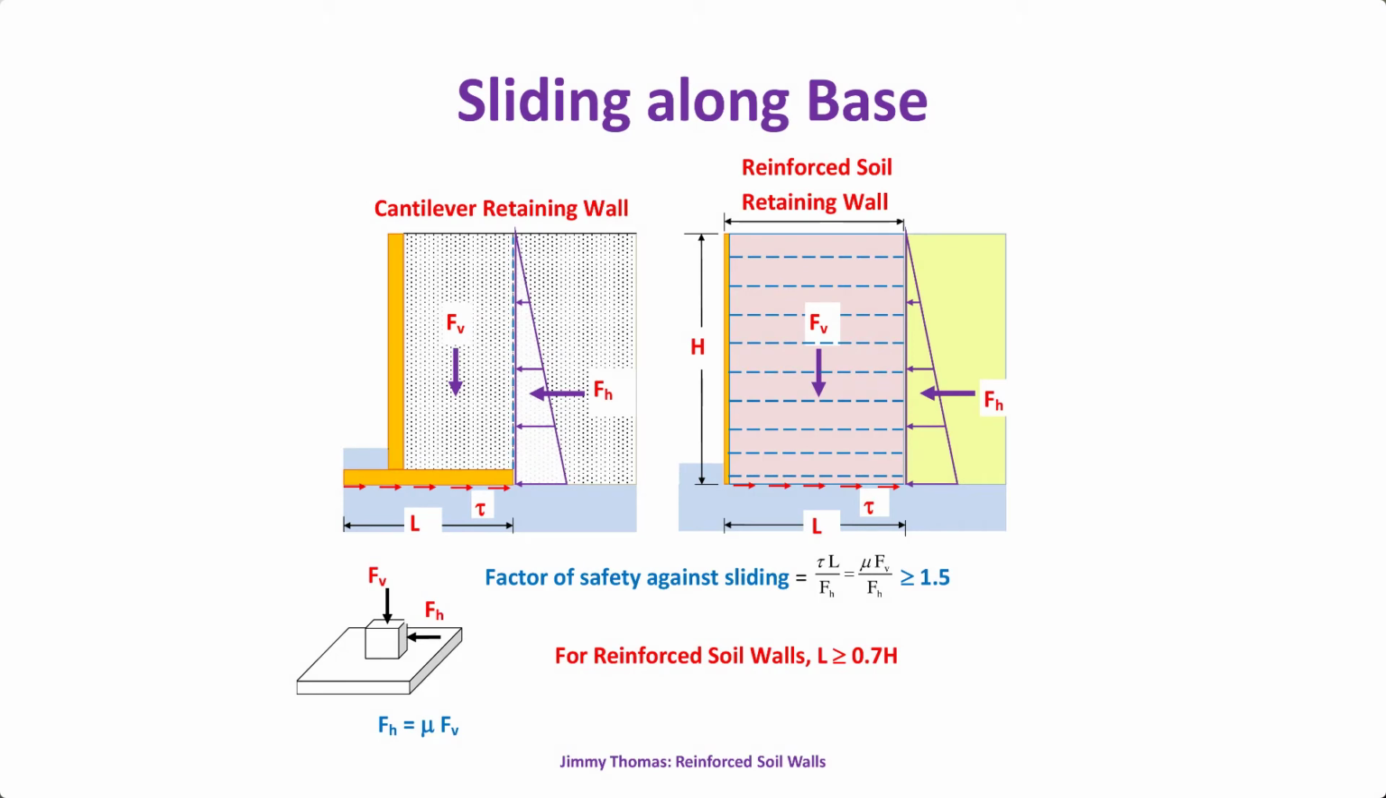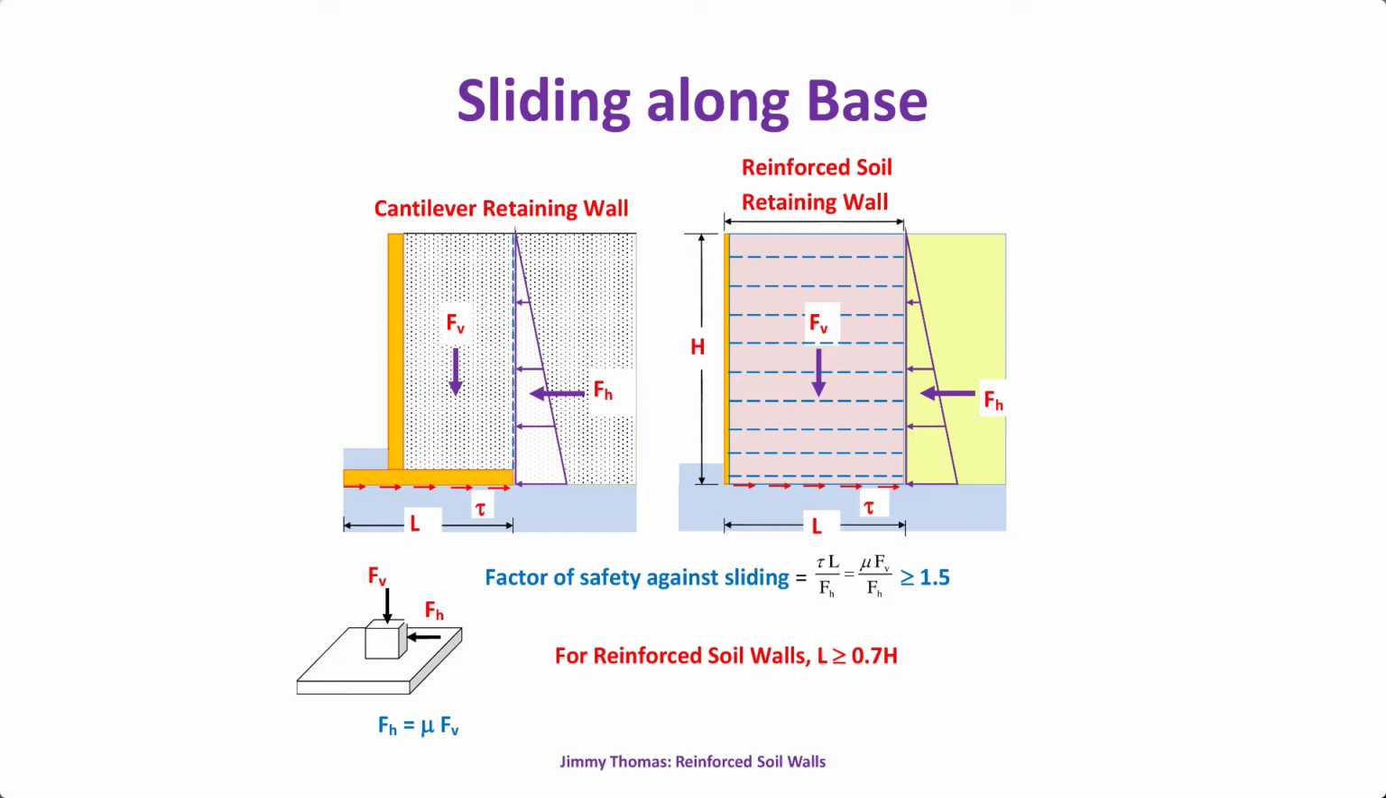And I have compared it to a cantilever retaining wall. Suppose we have this cantilever retaining wall. Now, how do we analyze the sliding? This mass is considered part of the wall itself. There is a vertical force, there is a horizontal force, and resistance from the frictional resistance at the bottom.